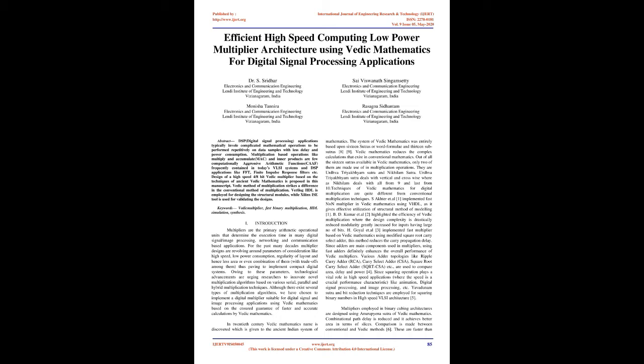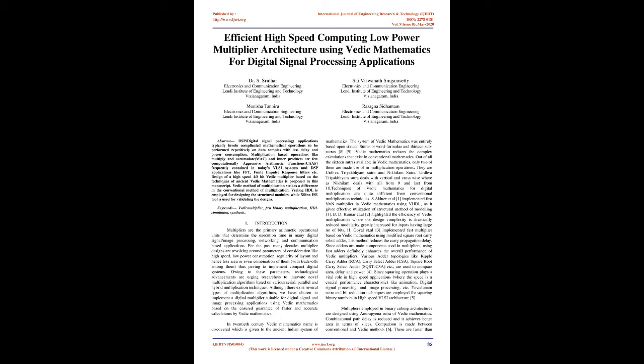Introduction. Multipliers are the primary arithmetic operational units that determine the execution time in many digital signal/image processing, networking, and communication-based applications. For the past many decades, multiplier designs are revolving around parameters of consideration like high speed, low power consumption, regularity of layout, and hence less area or even combination of them, with trade-offs among them, thus paving the way to implement compact digital systems. Owing to these parameters, technological advancements are urging researchers to innovate novel multiplication algorithms based on various serial, parallel, and hybrid multiplication techniques.